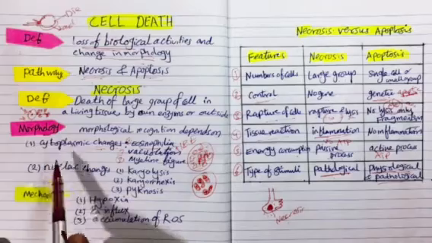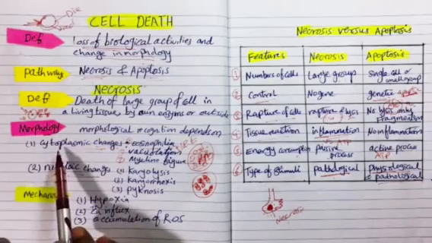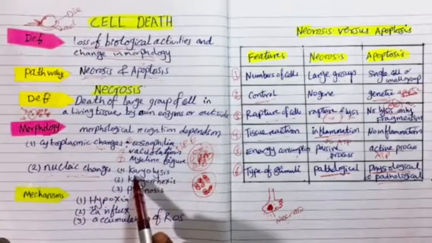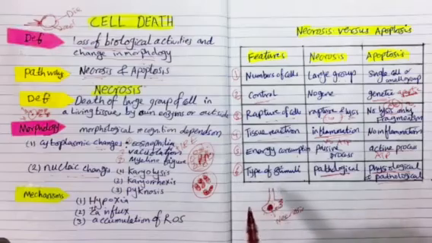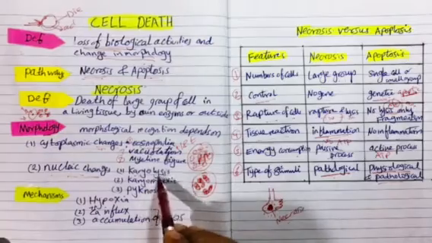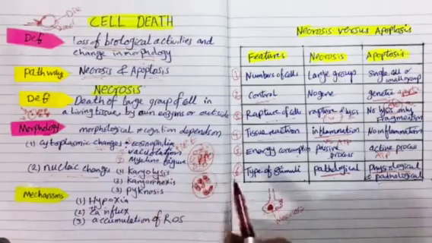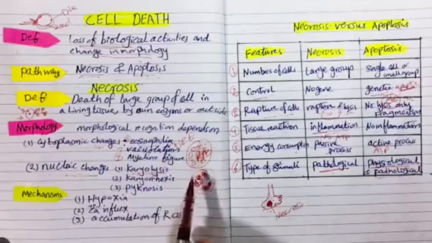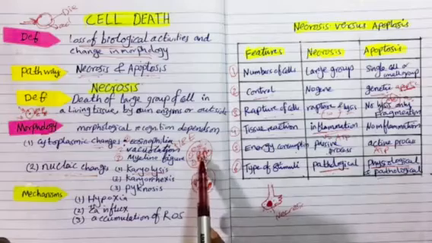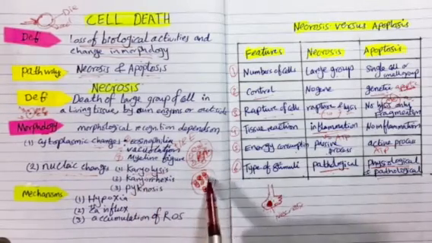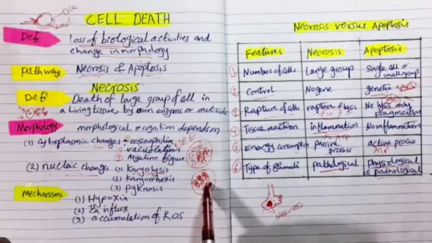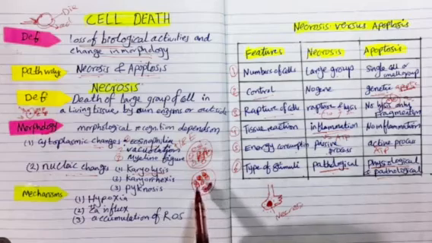The second point is nuclear changes. These are changes that take place within the nucleus, starting with the first one, karyolysis. What does karyolysis mean? It means lysis of the chromatin, the chromatinic material which is found within the nucleus. Karyo means chromatin, and lysis means disintegration, so it is disintegration of this chromatinic material.